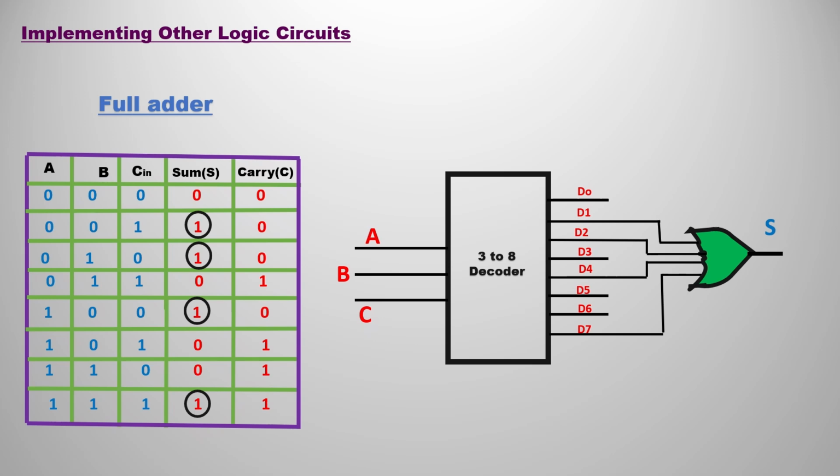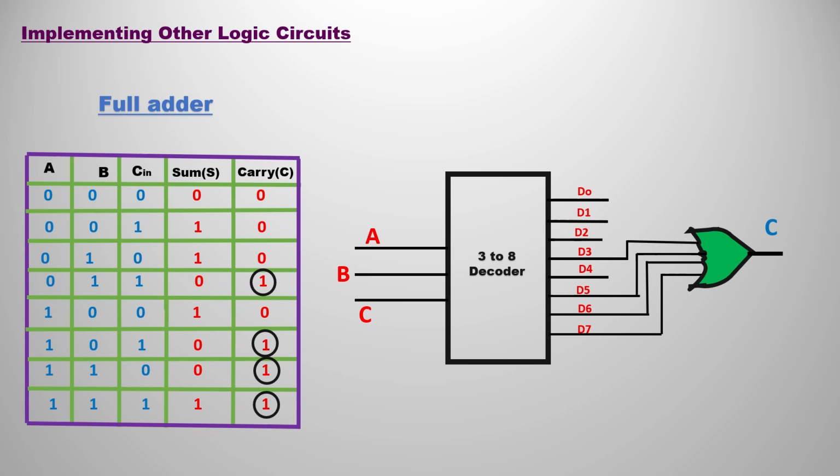We have min terms in the positions M1, M2, M4 and M7. In the decoder you can also see D1, D2, D4, D7 connected with the help of an OR gate, and that gives our sum output expression. This is the simple implementation. So with this decoder, the full adder circuit can simply be converted.